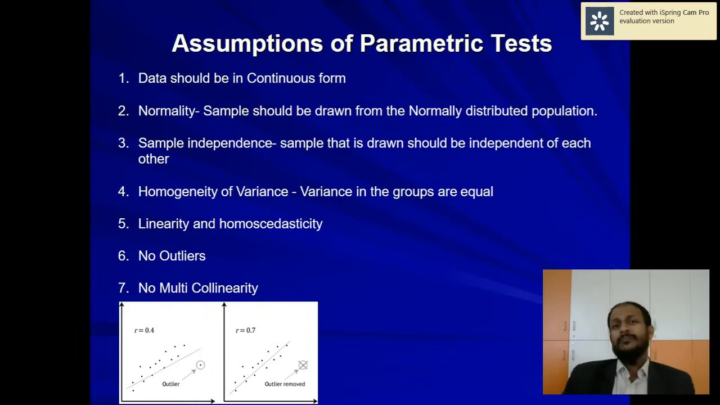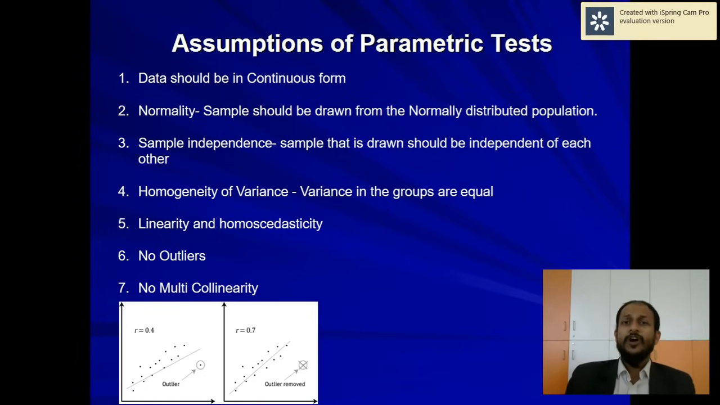Now, the third assumption is: is the sample that I am drawing independent or not? That is something that needs to be explained, because it says that whenever I am drawing a sample from the population, the draw that I am making should be independent of another draw, right? This should be the third assumption.